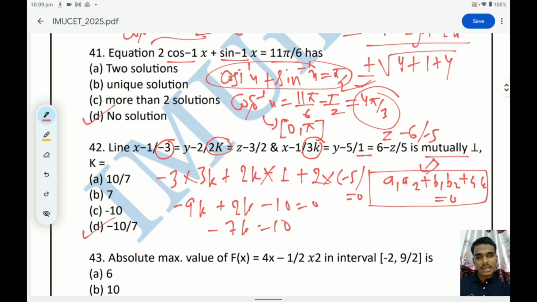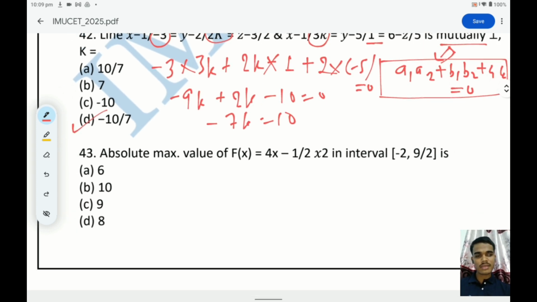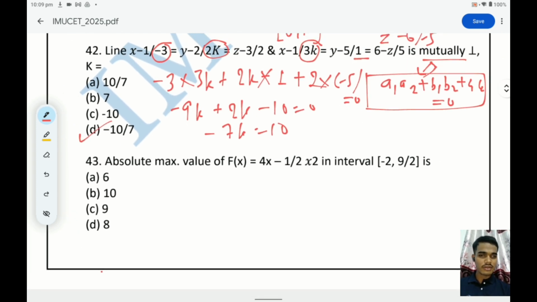Okay, next question is about absolute maximum value. So we will find its maximum value, and to find the maximum value we will find its derivative. Okay, so its derivative f dash x will be 4 minus 1 upon 2 into 2x, it means x. Okay, this is its derivative, and to find its maximum value we will equate it with 0. So our x is equal to 4.